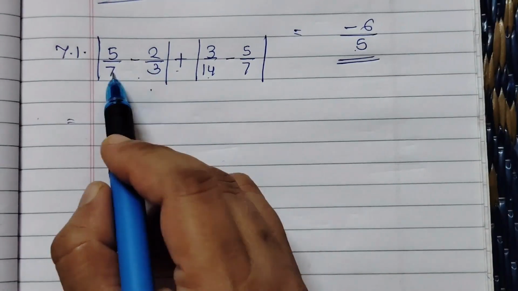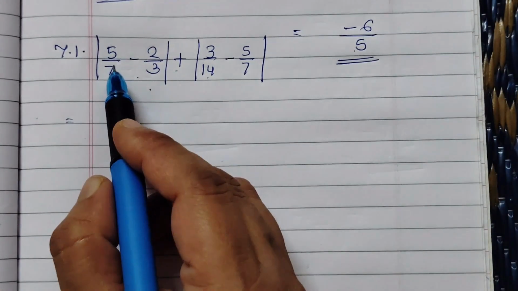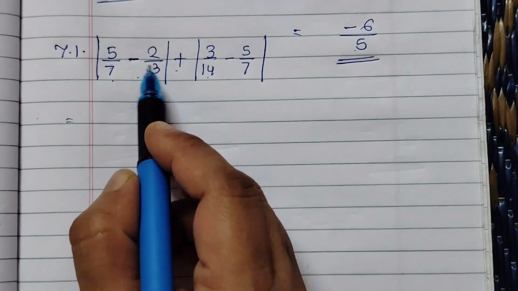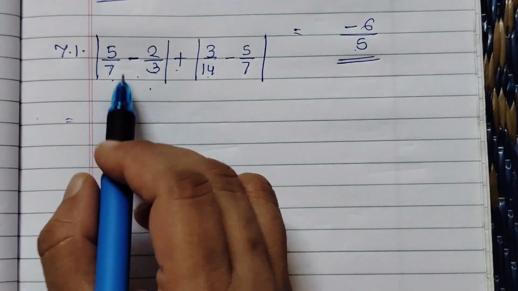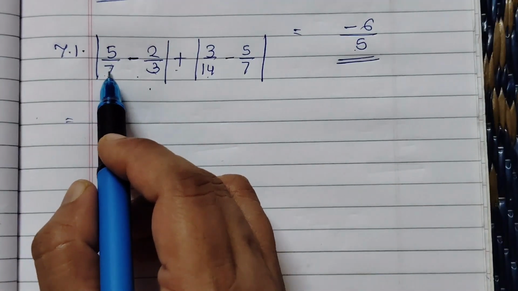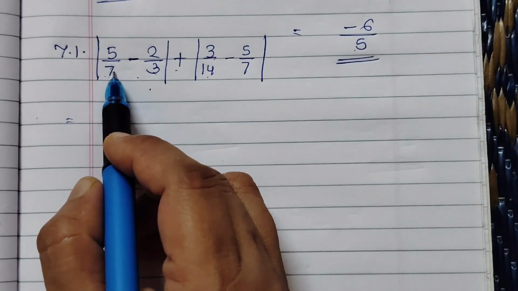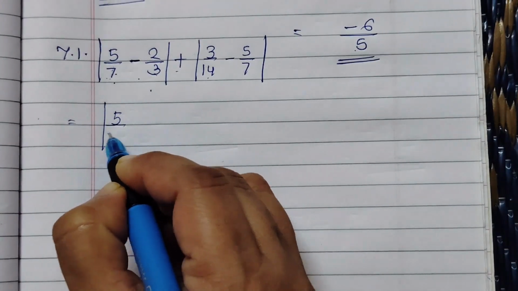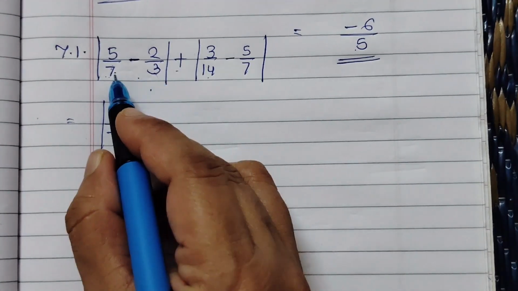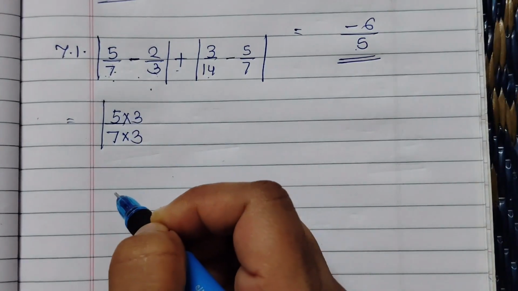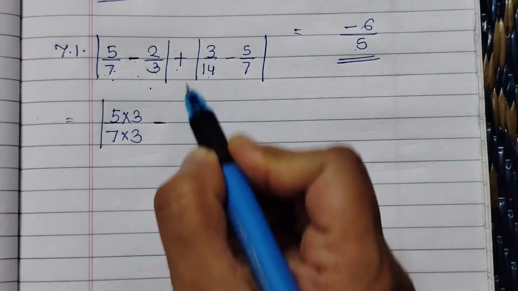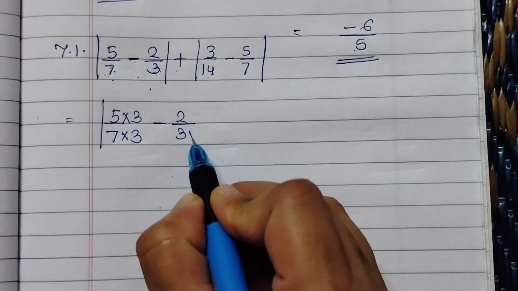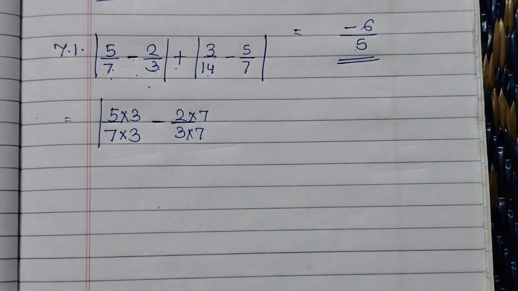So first we will solve inside the absolute value sign. Here it is minus, so we have to subtract. We cannot directly subtract, we have to equalize the denominator. So I will multiply by 3 here to get the same denominator, and by 7 here. So 5 upon 7, I multiply by 3, so up also I will multiply by 3. Then there is subtraction, then I will write 2 upon 3. Then I will multiply this by 7, so up also I will multiply by 7.